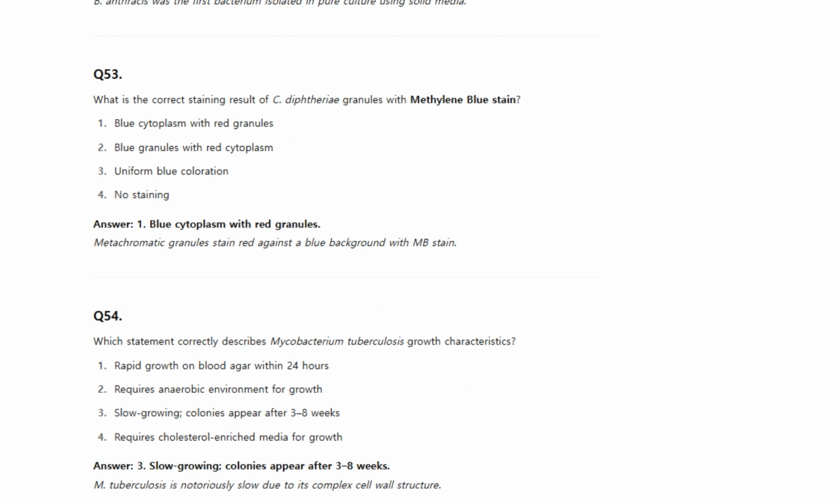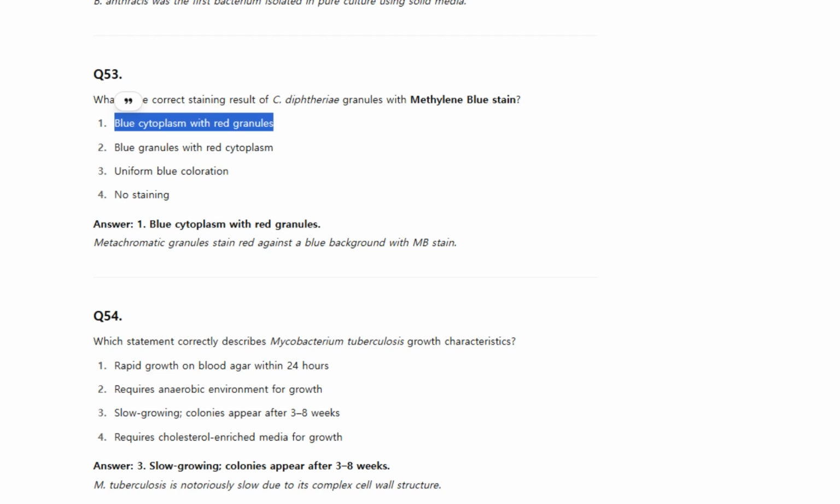Q53. What is the correct staining result of C. diphtheriae granules with methylene blue stain? 1. Blue cytoplasm with red granules, 2. Blue granules with red cytoplasm, 3. Uniform blue coloration, 4. No staining. Answer 1. Blue cytoplasm with red granules. Metachromatic granules stain red against a blue background with MB stain.